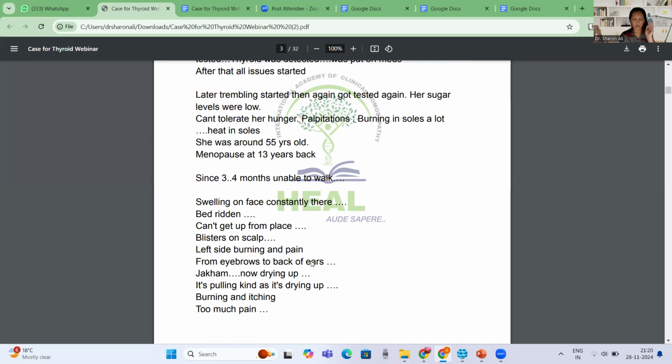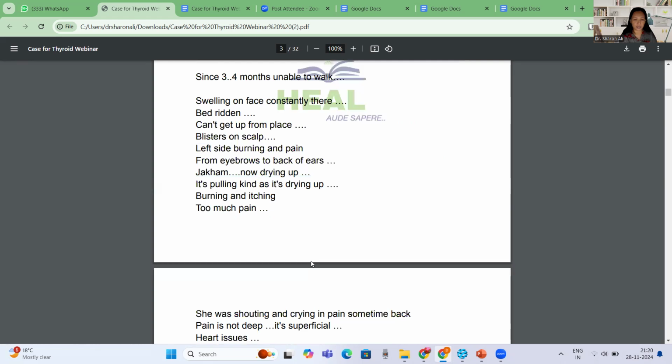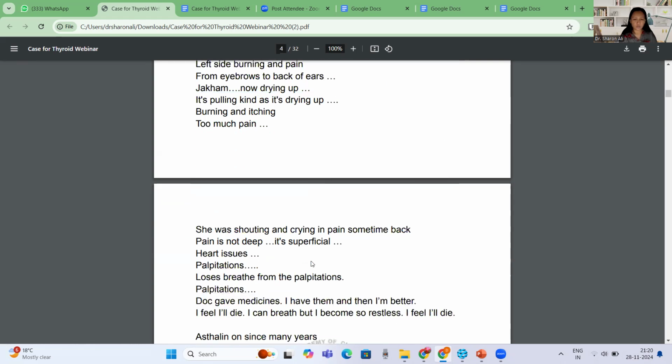Okay, and then they form these scabs, and then they dry up, and then they peel off. And then there's a lot of burning and itching and too much pain. So this was one of the things she had. She's shouting and crying in pain sometimes. Okay, the pain is not deep, it's very superficial.